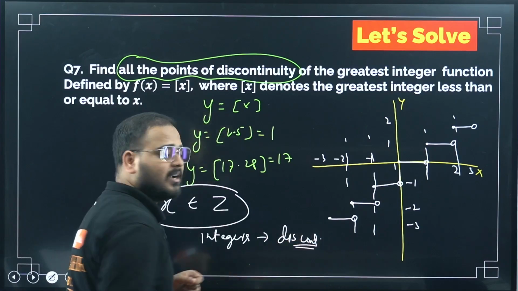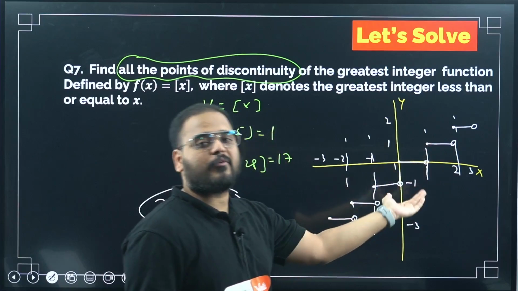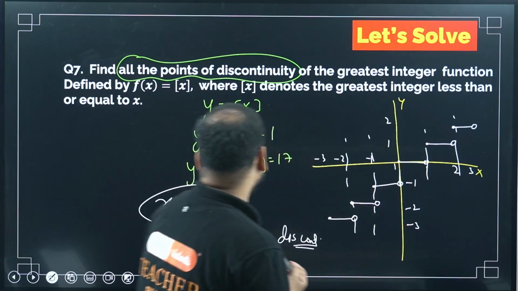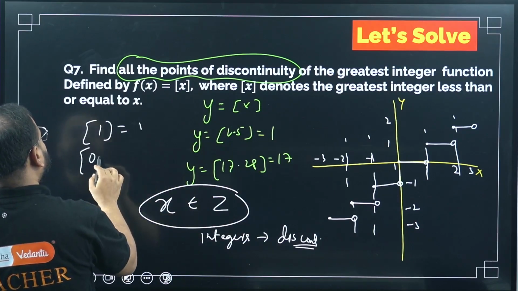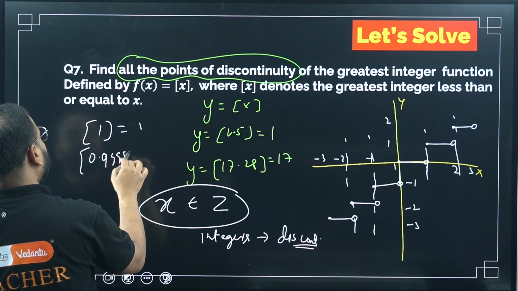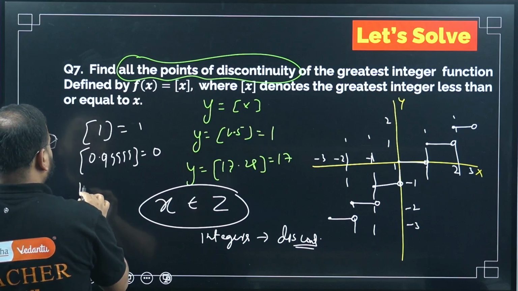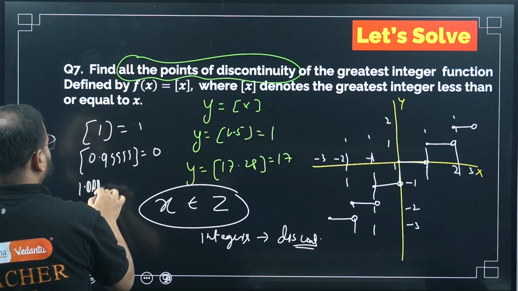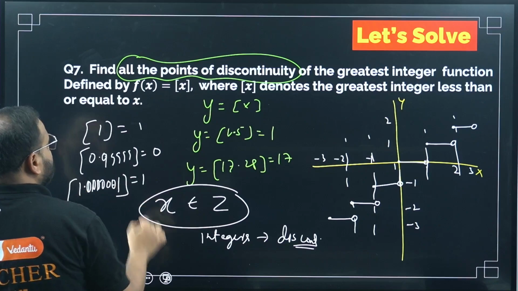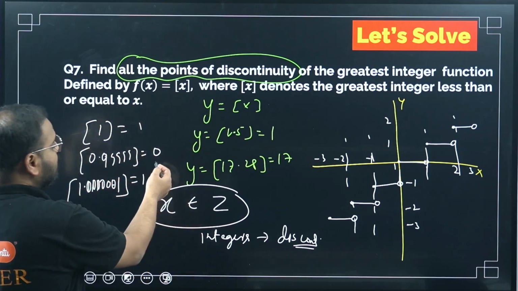Discontinuous, sir. Okay, because at 1 it is 1, and before 1 what is it? Right before 1 means, if I check for 0.99999, what's the answer? 0. And for 1.000001, what's the answer? Again 1. So the left hand limit is 0 and the right hand limit is 1.